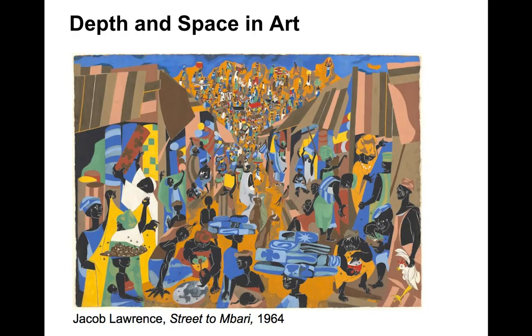This is a Jacob Lawrence painting called Street to Mabari. And in here, you can faintly see some 1-point perspective along this area, the street scene. Overlapping is used all over the place, and people overlapping other people. And size changes, there are much smaller people in the back. And this one, once again, I don't see a lot of atmospheric perspective, so space is kind of flattened a little bit.